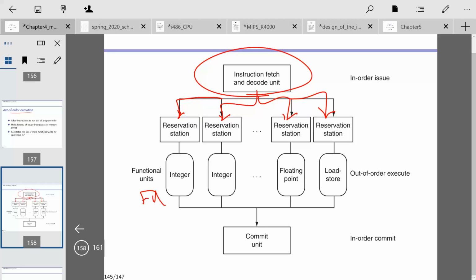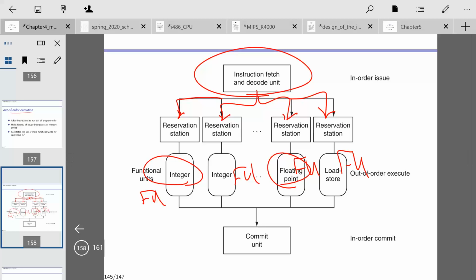So we have FUs all over here. We can have different varieties of functional units. Notice we're calling them functional units instead of ALUs. An integer functional unit does what our integer ALU does in the integer pipeline that we've talked about. And rather than having a floating point unit, we have a floating point functional unit. Then we have a dedicated functional unit for loads and stores, and you can have a variety of others. Sometimes you'll have a separate functional unit for handling branches, or sometimes the integer unit will handle it.